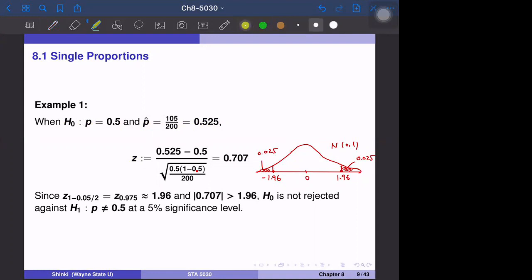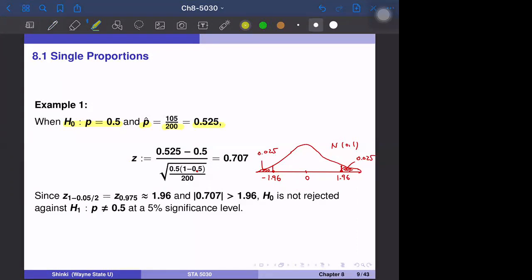Hi, an example for single proportion tests. Suppose that the null hypothesis is p is equal to 0.5, and our sample proportion is 105 over 200, that is 0.525. We want to see if this p hat is plausible under the null hypothesis.